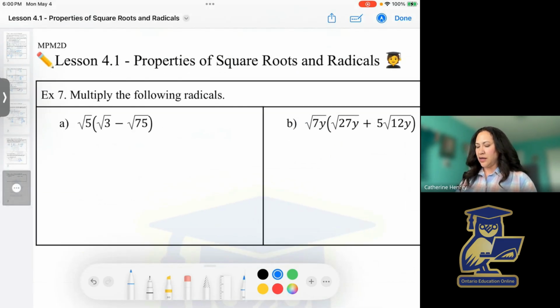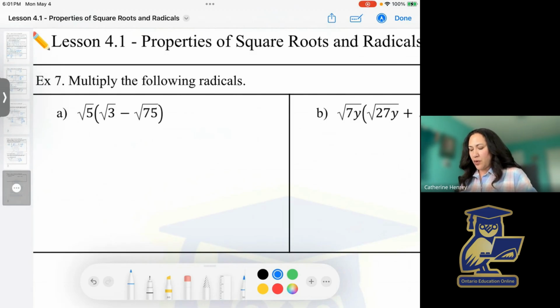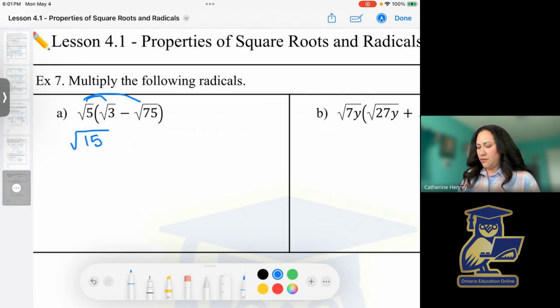Okay, so let's take a look at expanding a little bit here. Remember our product property. So we have the square root of 5 times the bracket square root of 3 minus the square root of 75. And essentially what we do here is the distributive property. And we'll have the square root of 15 minus the square root of 5 times 75, which is 375. And square root of 15 can't be simplified, so I'm going to leave that as the square root of 15.